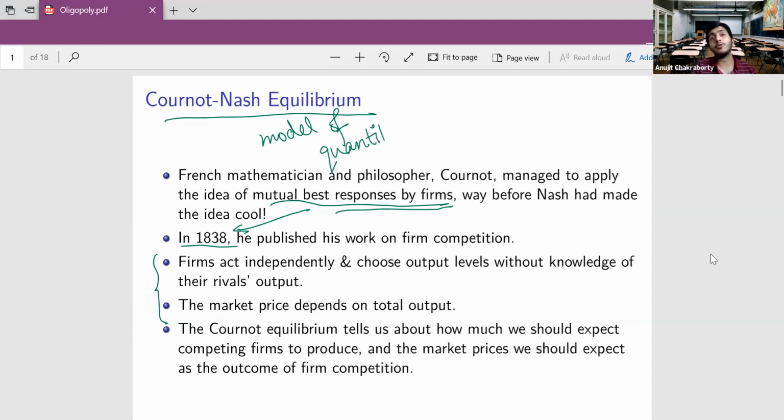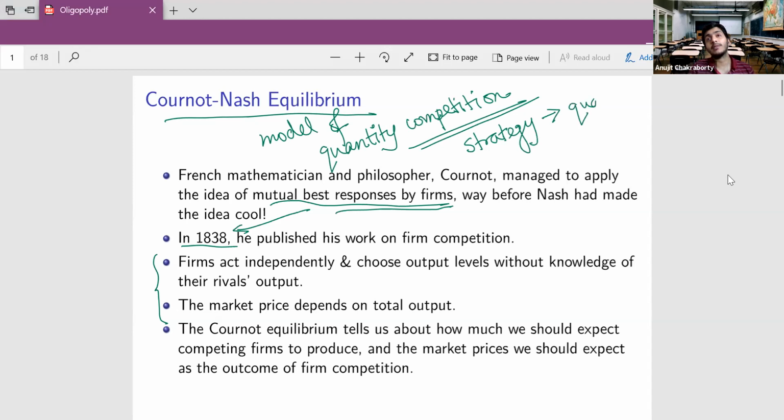So firms are going to compete in the dimension of how much they produce. So it's a model of quantity competition. Okay? This is going to be like a game where each firm decides how much to produce. So the strategy for each firm is going to be the quantity that has to be produced. So strategy is the quantity. You can think of this as a game, just like any other game theory. It's a game between firms where they decide how much to produce. The strategy or the action space is quantities.